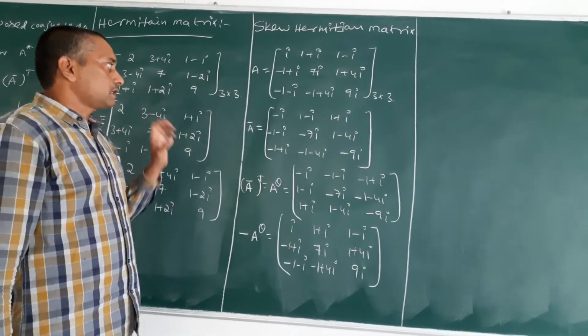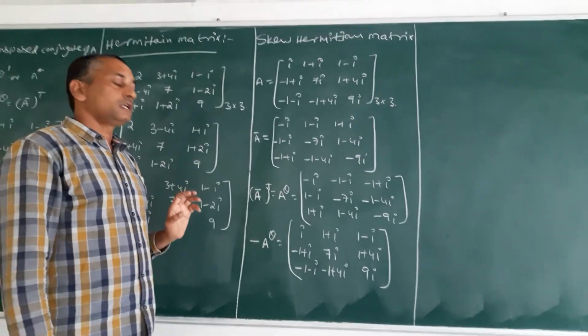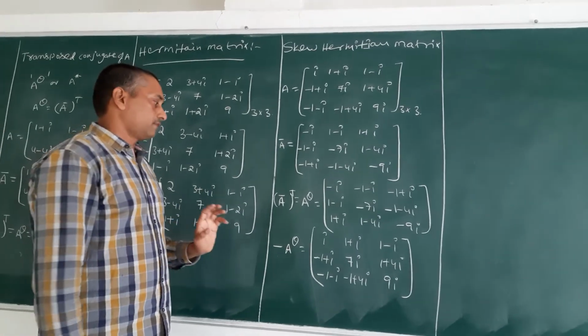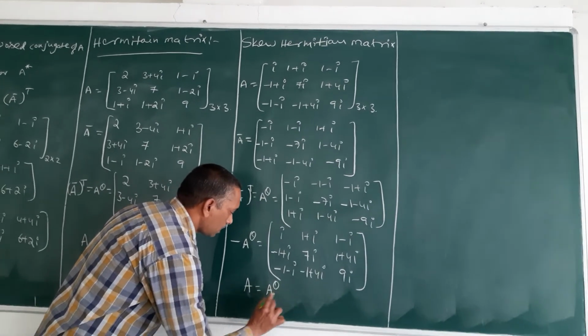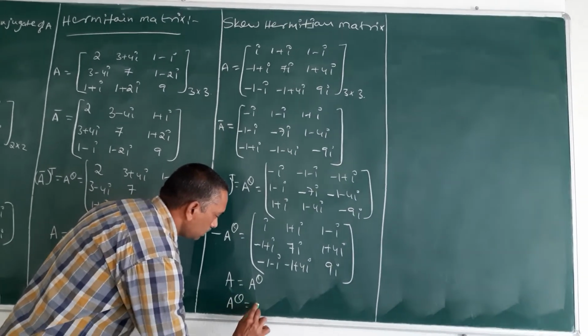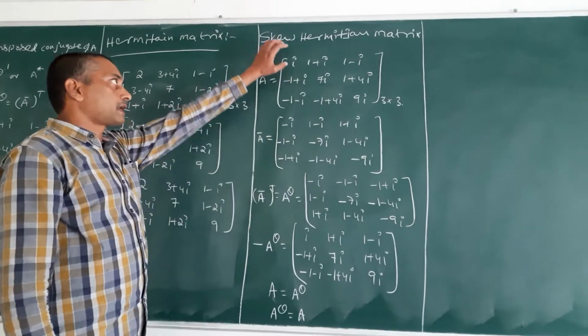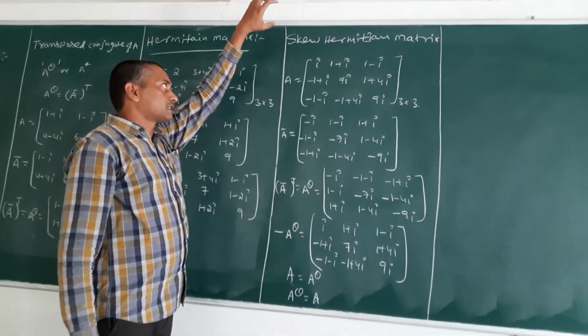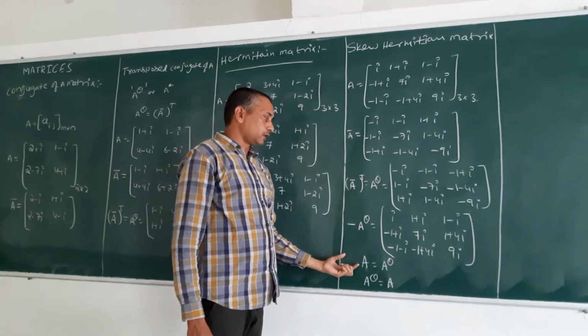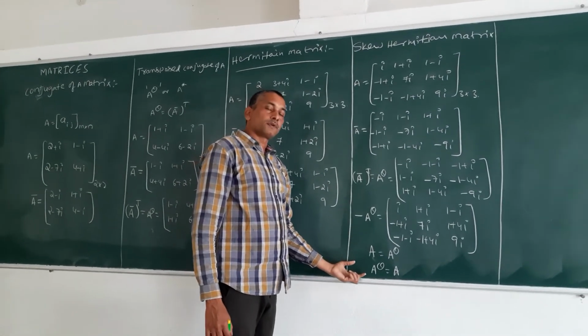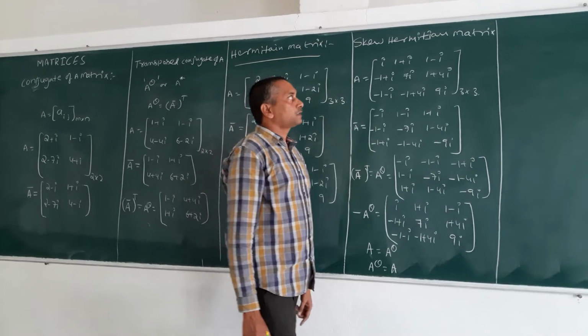A square matrix A is said to be a skew Hermitian matrix if and only if A equal to A to the power of theta or A to the power of theta equal to A. In a Hermitian matrix, a square matrix is said to be a Hermitian matrix if and only if A equal to A to the power of theta. Next, unitary matrix.